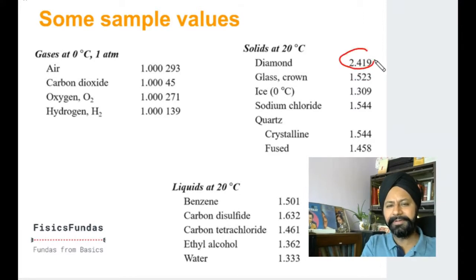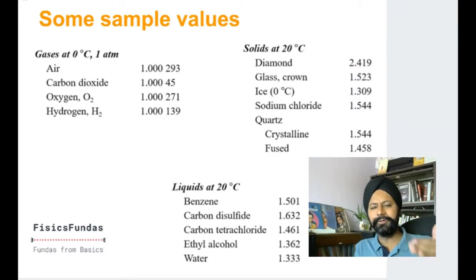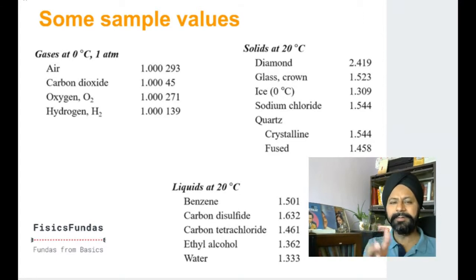Look at diamond. Diamond, it's very slow, and we are going to talk more about diamond at the end of the class today. And the reason that the speed is so much less in diamond is the reason why the diamond is so shiny. The glitter comes because of the fact that the speed of light in diamond is so small. So something you can pause and look at.